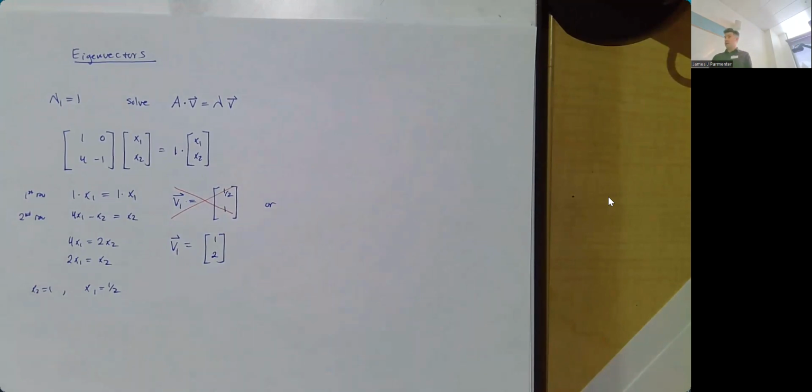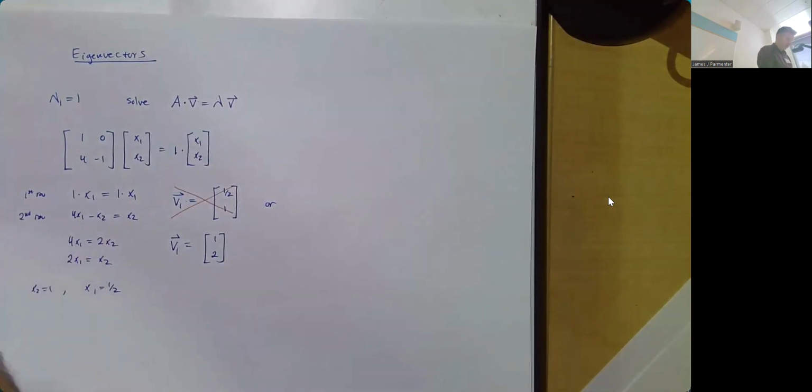Technically, you could make any choice that's a multiple of this. You could pick [2, 4], or [3, 6], or [5, 10], or anything where the second component is twice the first component. Except for what vector can't I pick? [0, 0]. I'm never allowed to pick [0, 0] as the eigenvector. Anything else will do as long as it's a multiple, except for [0, 0]. Cool. So there's our first eigenvector.